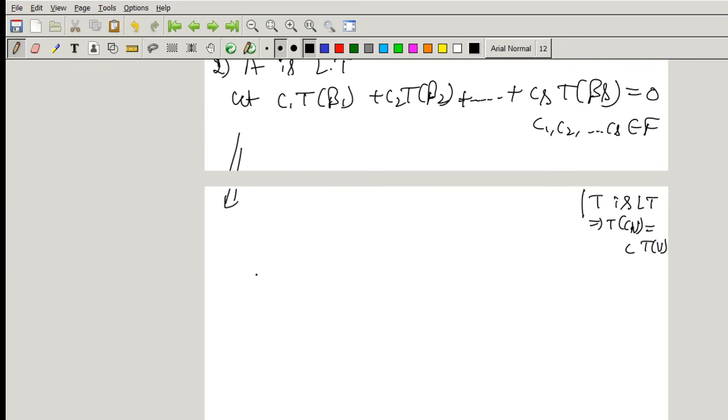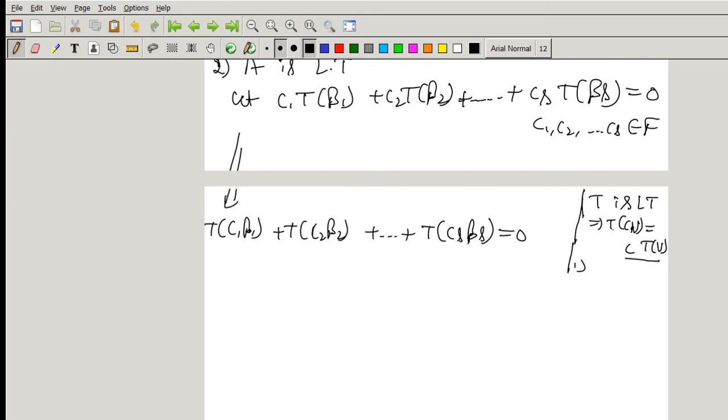This implies T of C1 into beta 1 plus T of C2 into beta 2 plus so on plus T of Cs into beta s is equal to 0, because T is a linear transformation. This condition must be satisfied. T of C into V can be written as C into T of V. In fact, C into T of V can be written as T of CV.